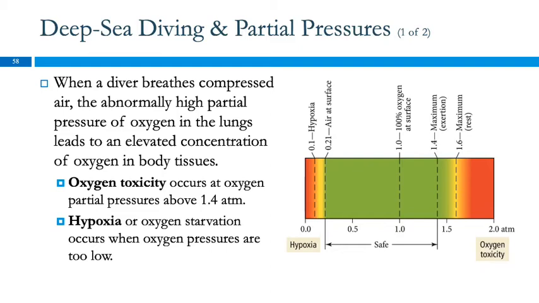Oxygen toxicity occurs above oxygen partial pressures of 1.4 atmospheres. But hypoxia, not enough oxygen, starvation, occurs when the pressures are too low. So that would be down at about 0.1 atmospheres of oxygen.